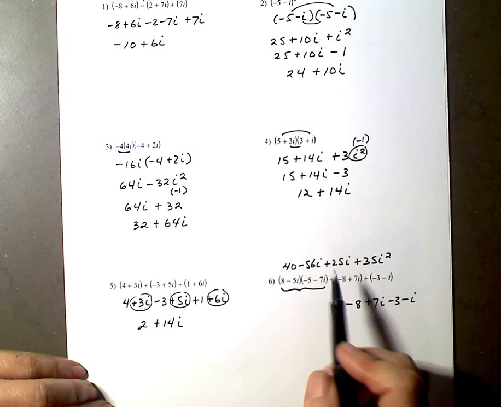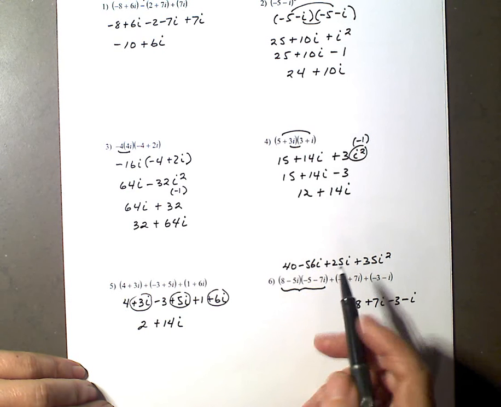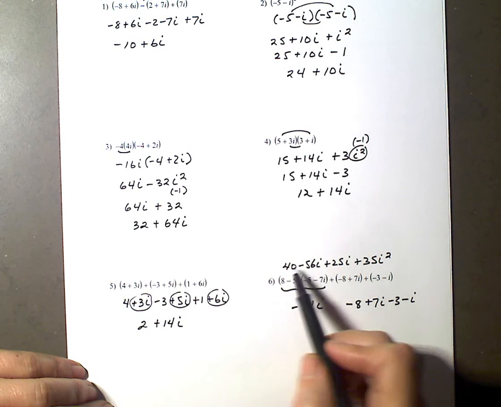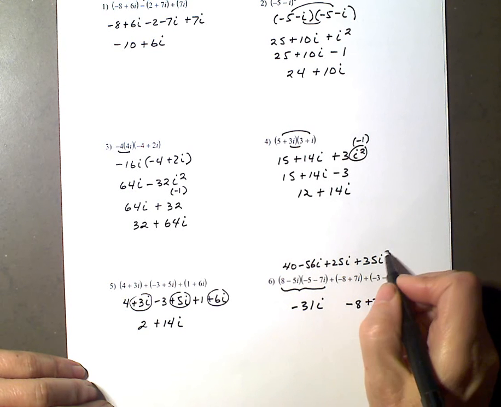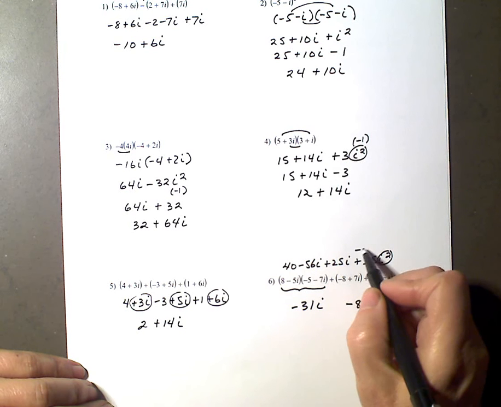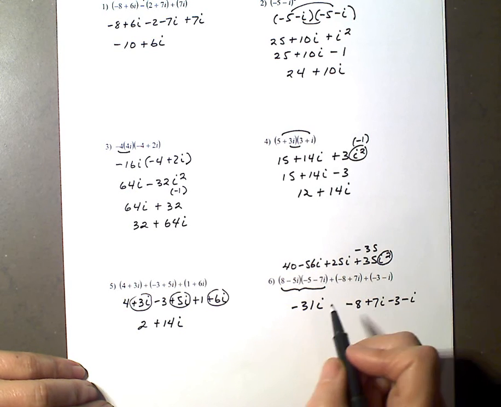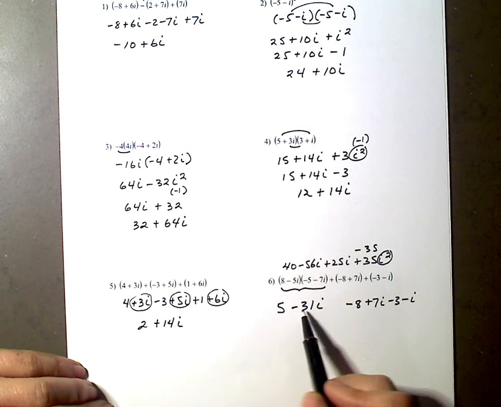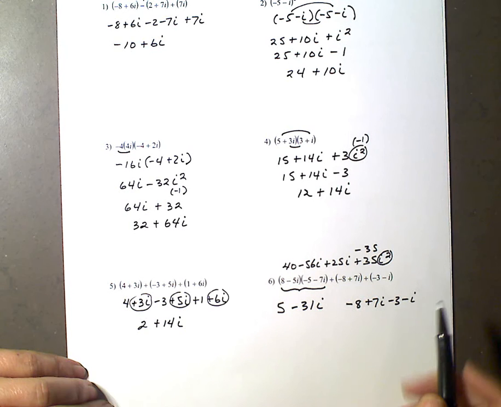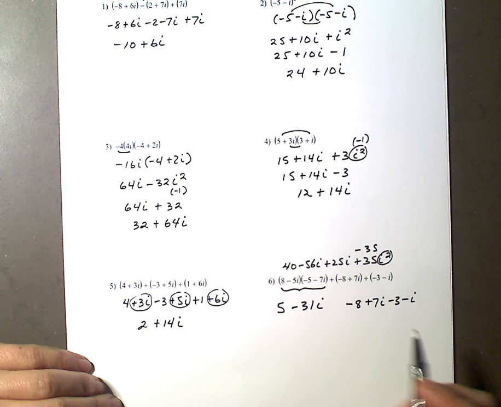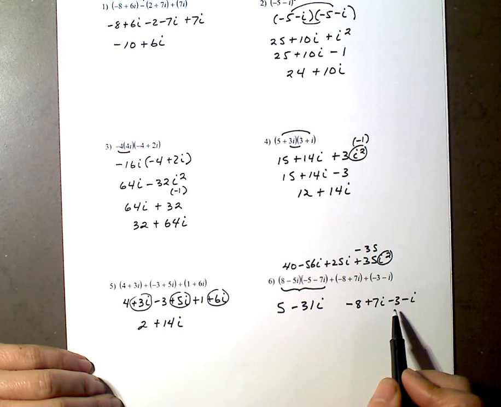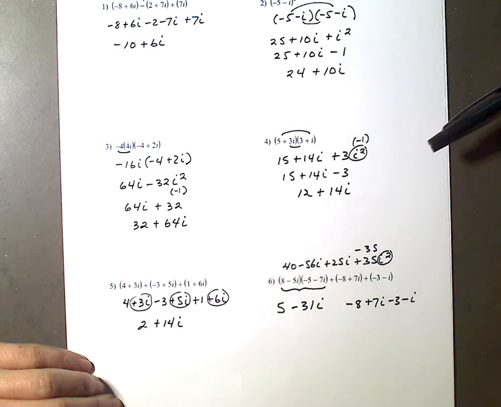So the negative 56i and the positive 25i is a negative 31i, and the 40 and the 35i squared, it's like I'm combining a 40 and a negative 35, so that would be a positive 5. So it's really one long expression here, 5 minus 31i minus 8 plus 7i minus 3 plus i. So real parts, I have a 5, a negative 8, that gets me to negative 3, minus 3 is a negative 6. What did I miss?